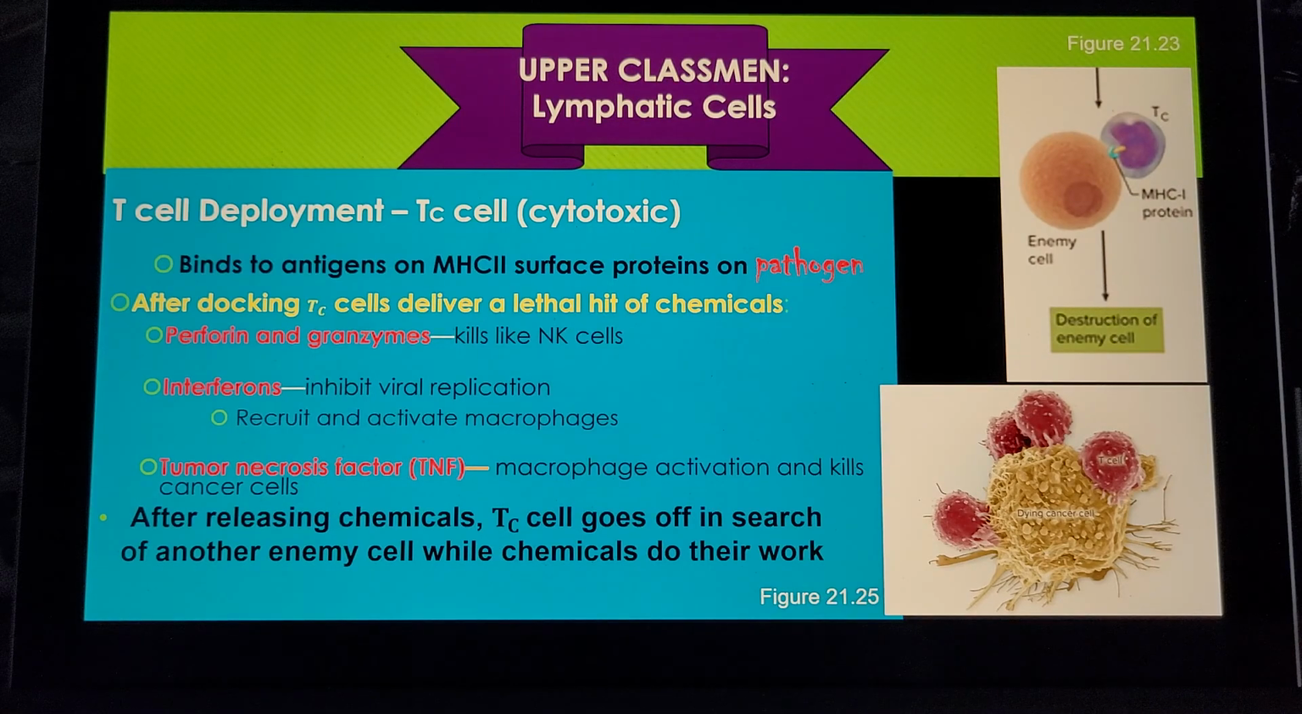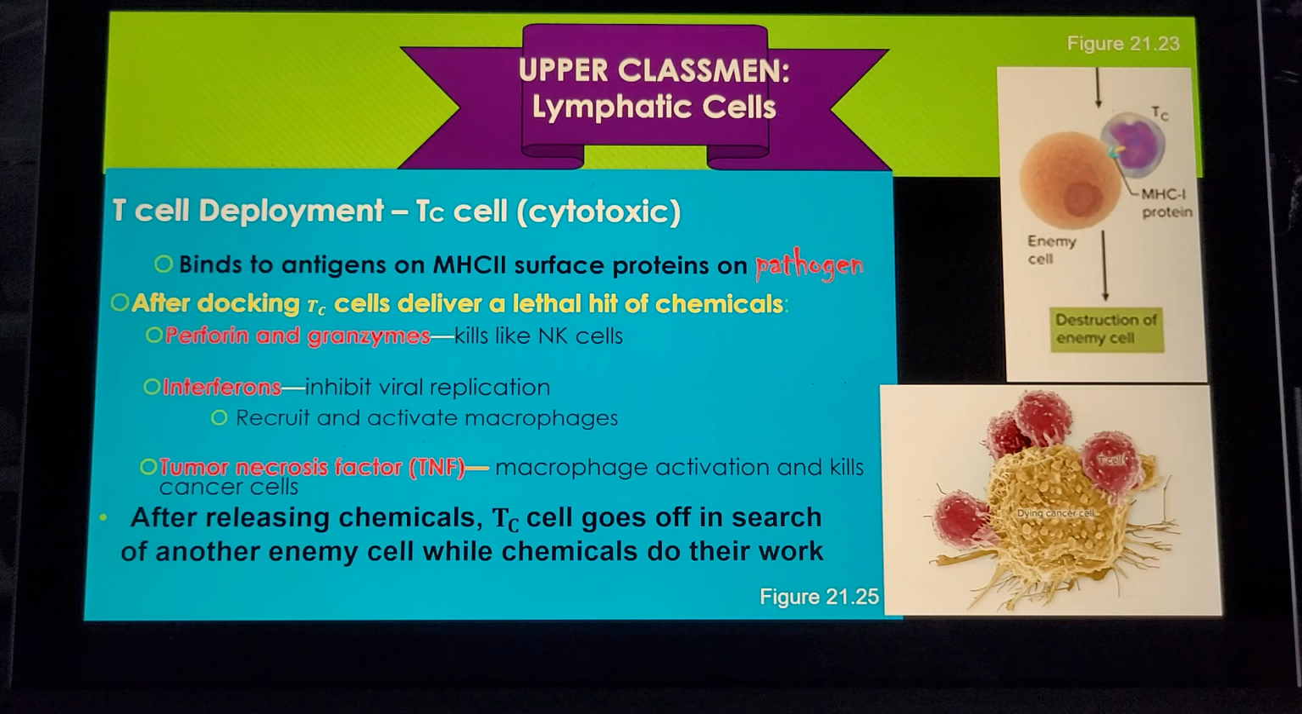Okay, so we have our helper cells. Now let's look at our T cytotoxic cells. So their job is to bind to the actual pathogen itself. So they're going to target the specific pathogen. So once it targets that specific pathogen, then it does its job, the toxic part.